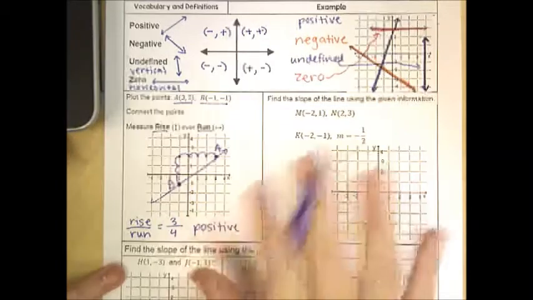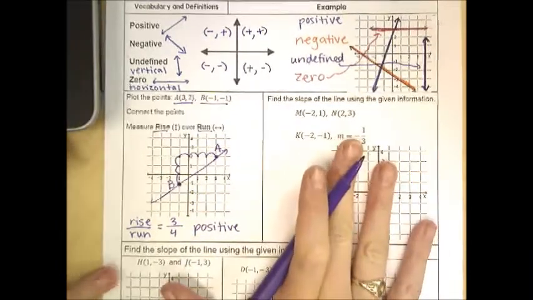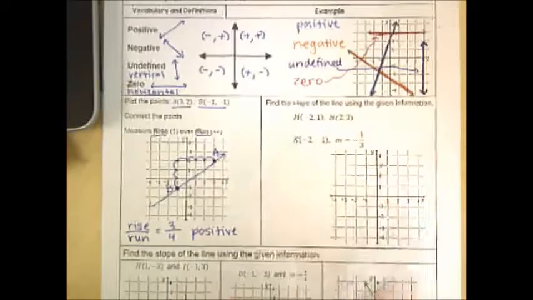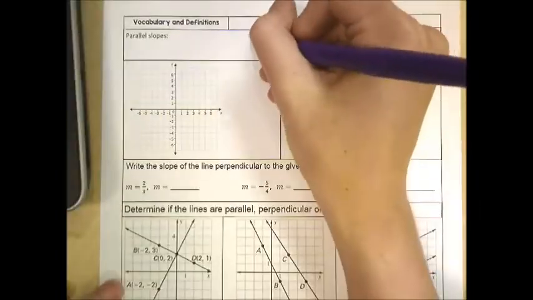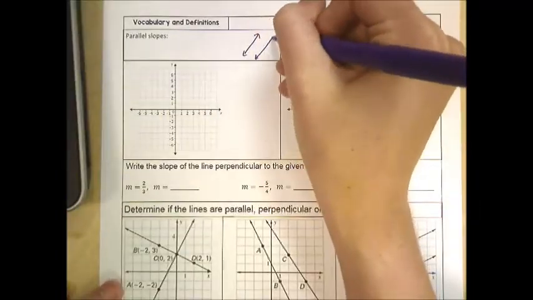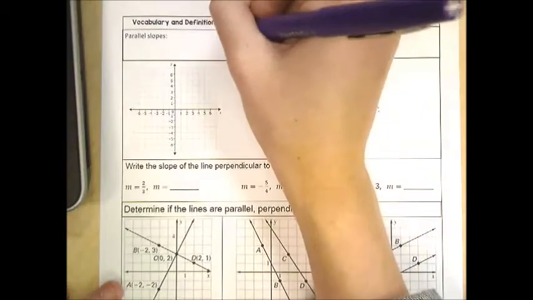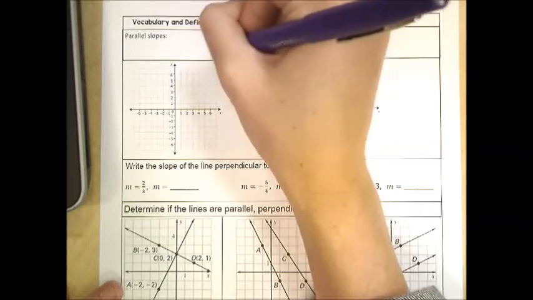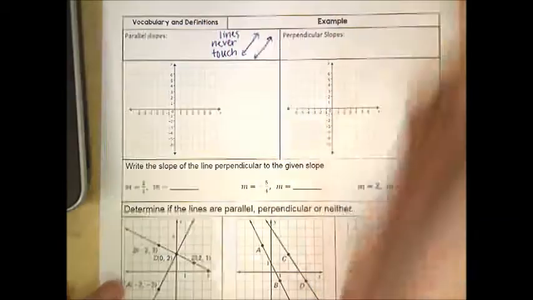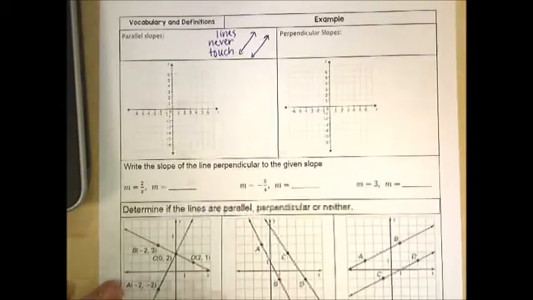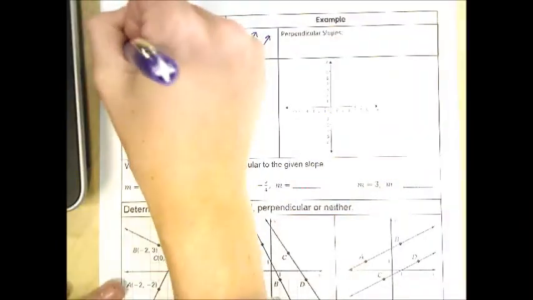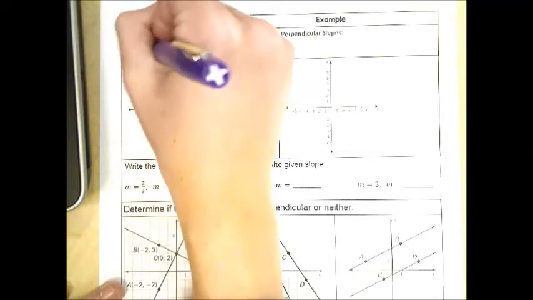All right, we're going to go ahead and save the rest of these slope examples for class tomorrow. So please flip your paper over and we're going to get started with parallel and perpendicular lines. So parallel lines look like this. They are lines that never touch. The lines never touch. Those are parallel lines. So since they move in the same direction and they never touch, parallel slopes are equal.